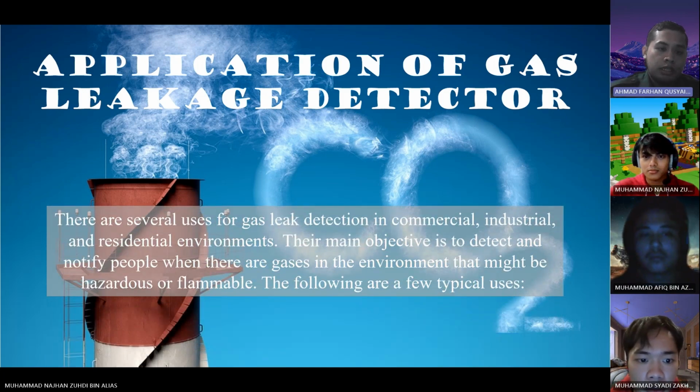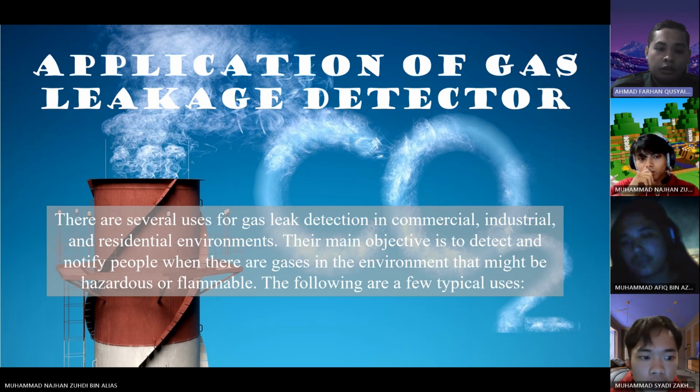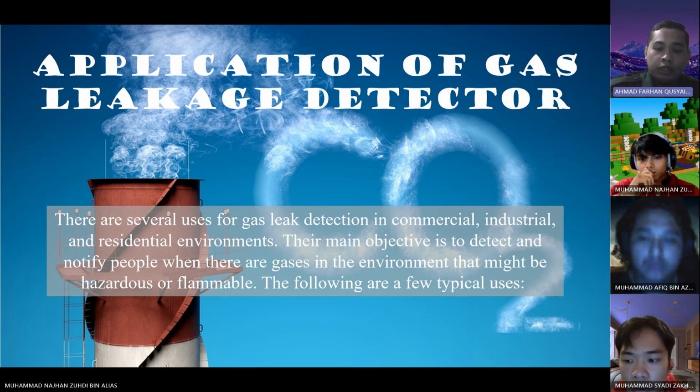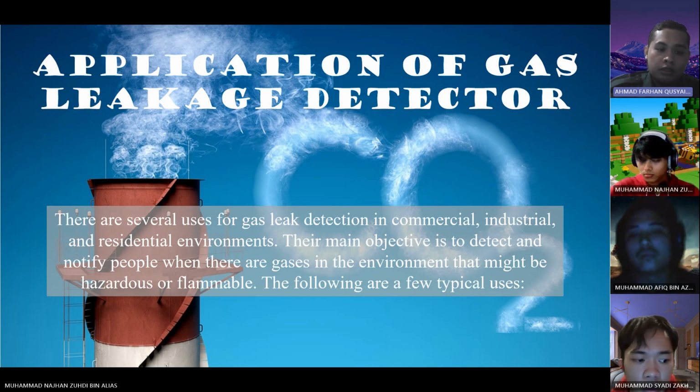Okay, the next slide is applications of gas leakage detectors. There are several uses for gas leak detection in commercial, industrial, and residential environments. Their main objective is to detect and notify people when there are gases in the environment that might be hazardous or flammable. The following are a few typical uses.